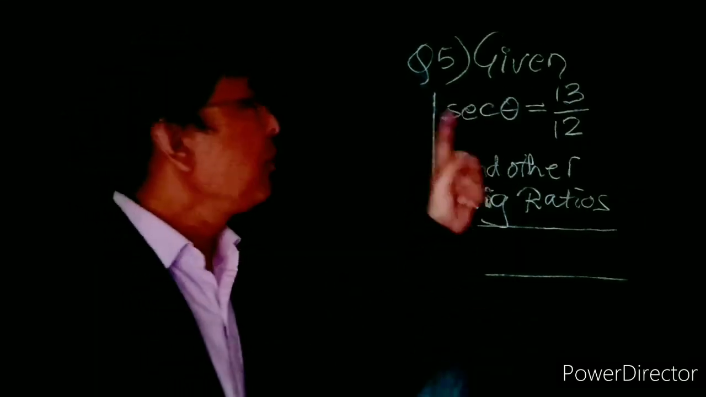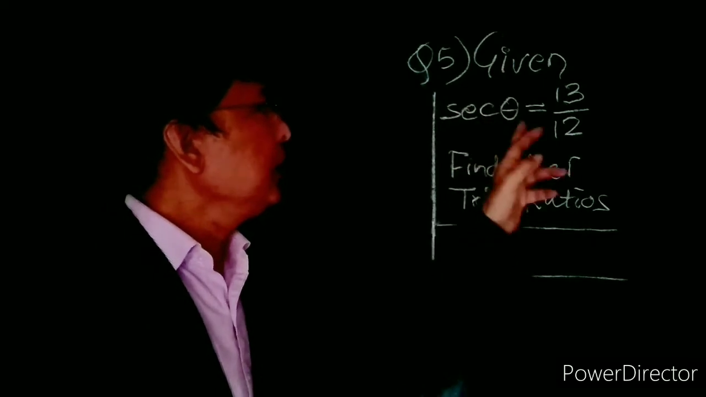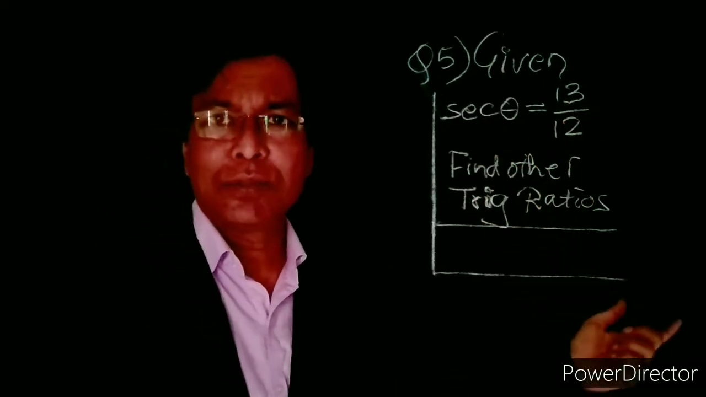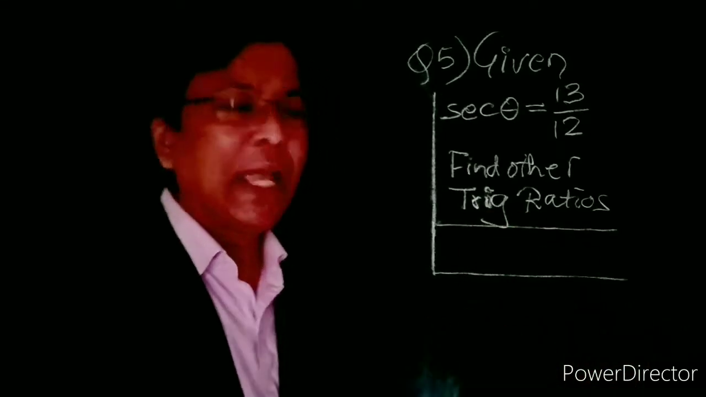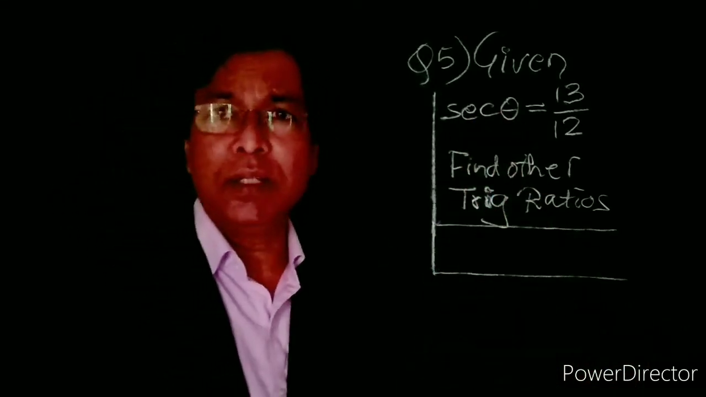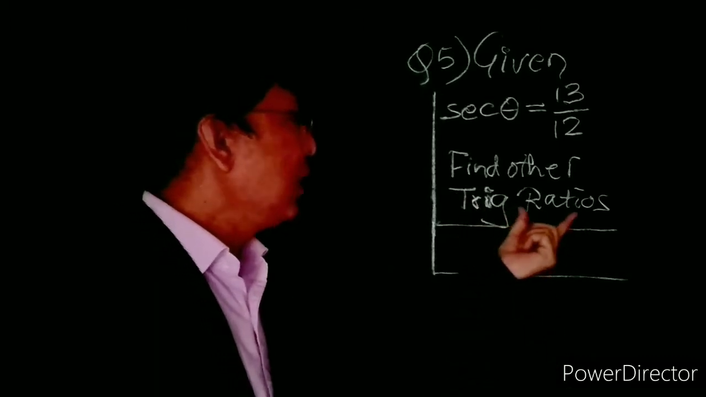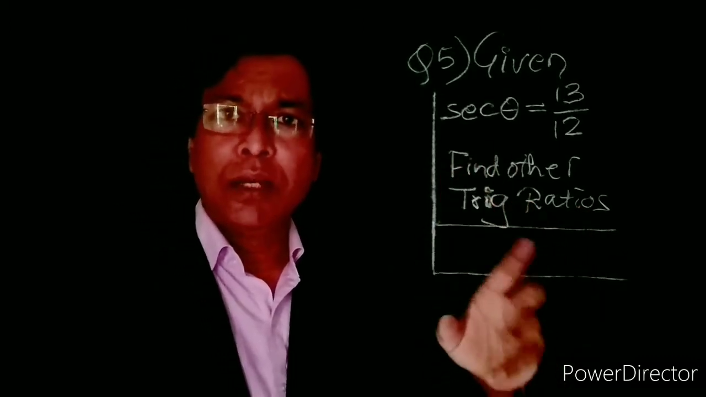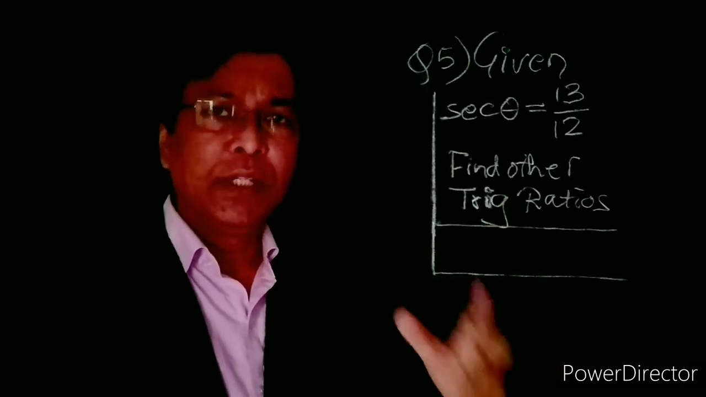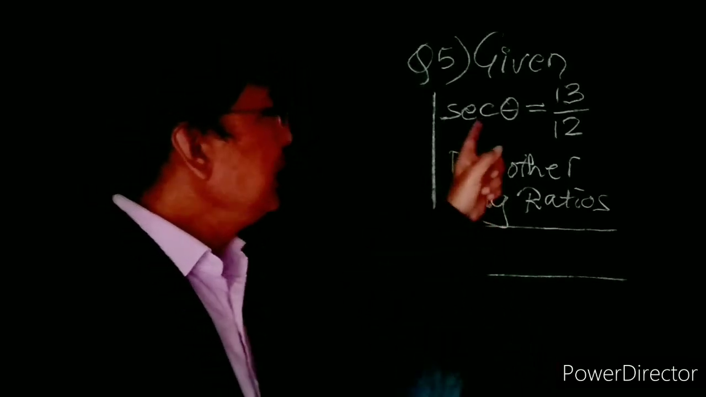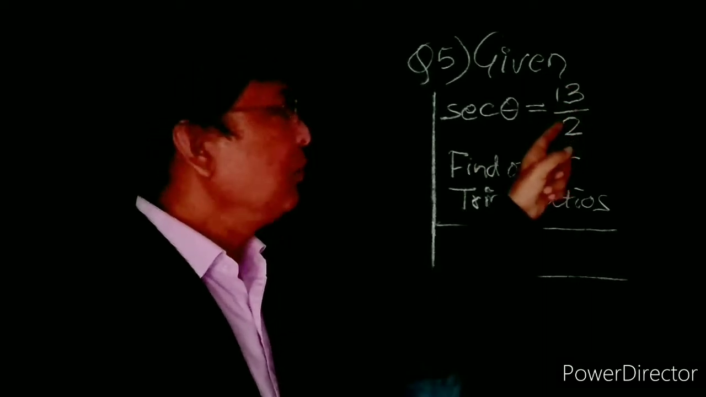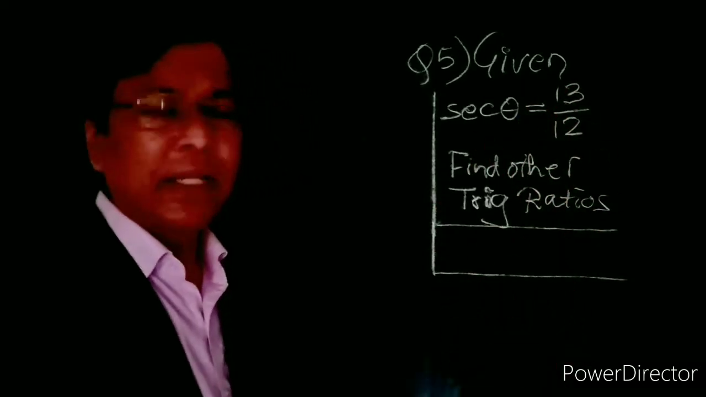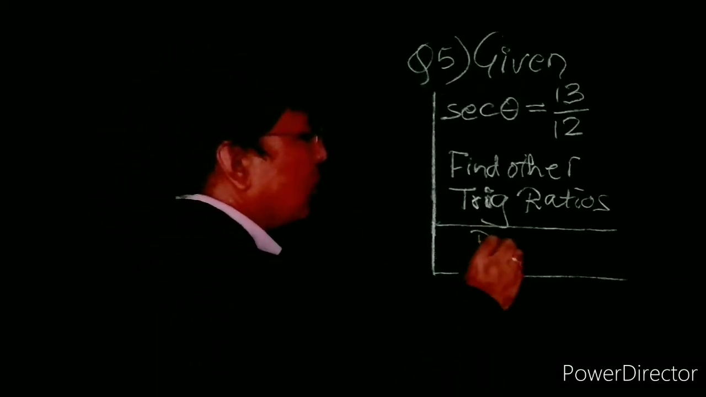Question number 5. Given that sec theta equal to 13 upon 12, find other trigonometric ratios. We can decide how to find the answer for this question within 30 seconds. How? Here we have to find out trigonometric ratios. That means we should know all three sides of given triangle. Here they have given sec theta 13/12, means they have given the values or length of two sides. Third side can be found out by using Pythagoras theorem.